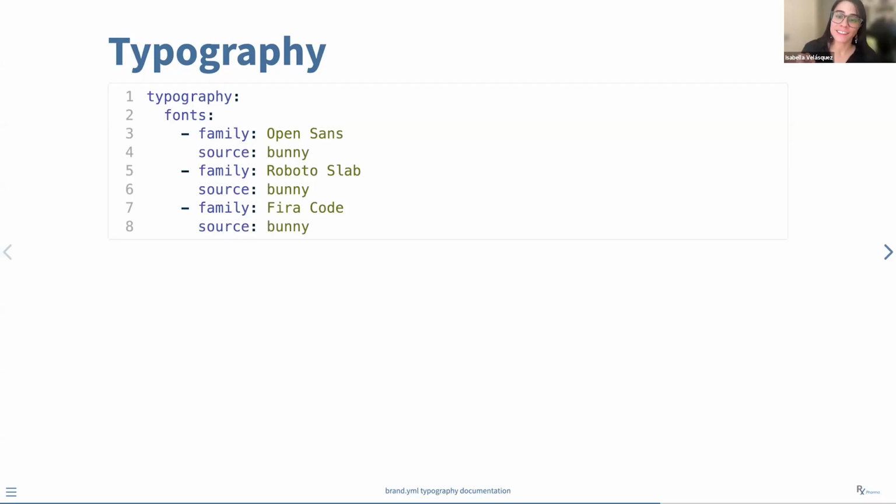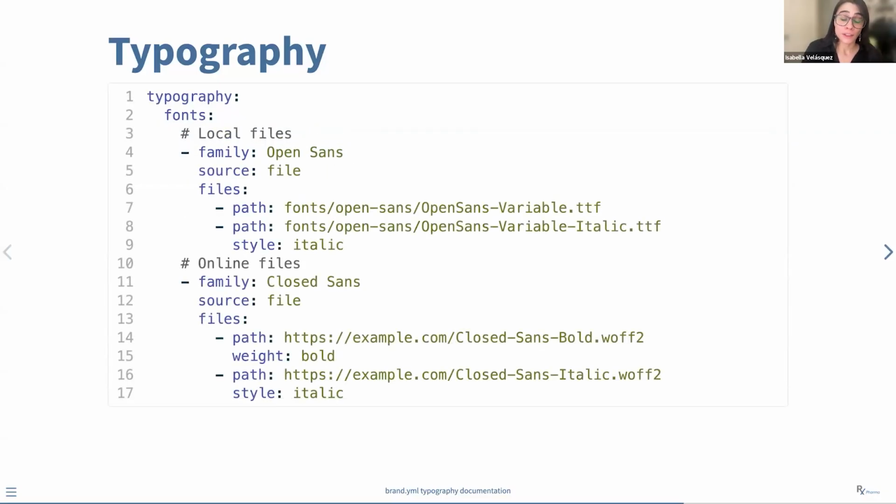And a neat detail is you can also specify Bunny. Bunny Fonts is a GDPR compliant alternative to Google Fonts, which, if you need that for data compliance requirements, you can add that. And if your brand uses proprietary or custom fonts, you can also include them locally. So you would set the source to file and then list each font file with its path. And so even if they're local, you can add those in brand YAML as well, like so.